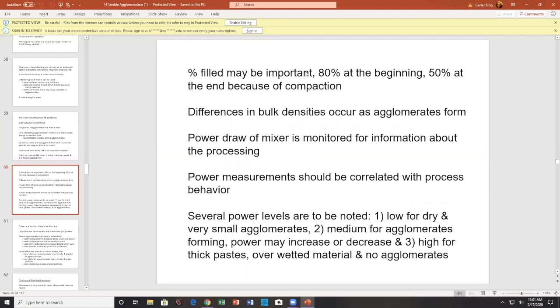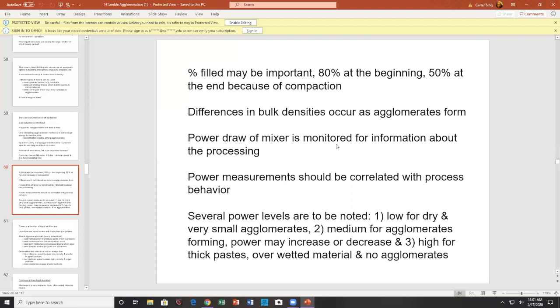Percent filled may be as high as 80% at the beginning and 50% at the end due to compaction. Differences in bulk density occur as agglomerates form. Power draw of the mixer can be monitored for information about the process. You run empty, you run full. As the compaction occurs, I'm sure that there's a change in power level there. Going from 80% down to 50% will change the power nature somewhat. You can understand that happening if you understand how the power draw of the mixer has changed.